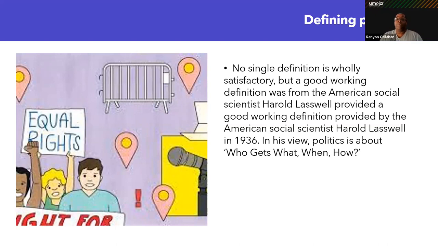Some people have a different definition of what politics is. If you ask what is politics, they'll say politics is when people get together in Congress and make decisions for the rest of us. Well, that is a definition, but American social scientist Harold Lasswell in 1936 said politics is about who gets what, when, and how. And that is a good way to look at it. Who's going to get the resources?